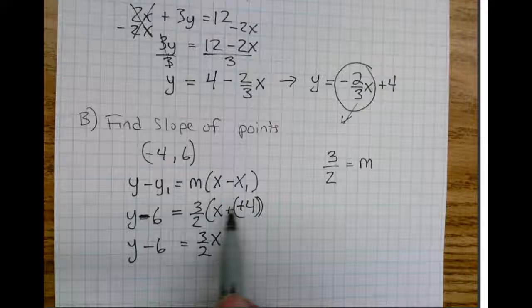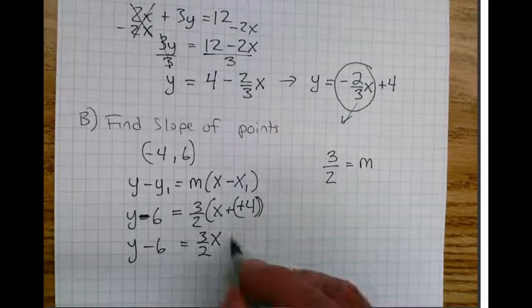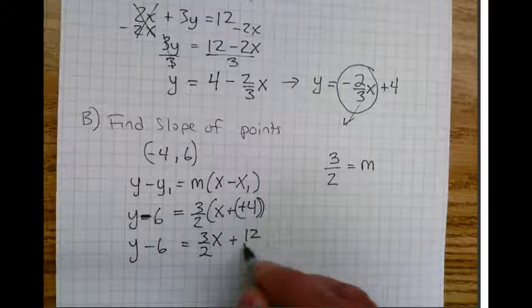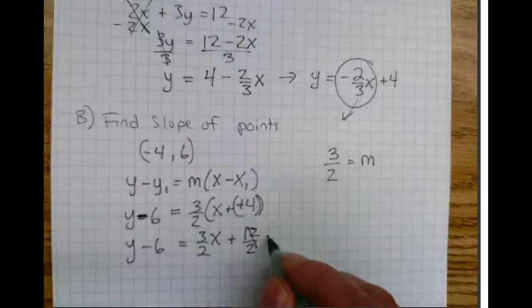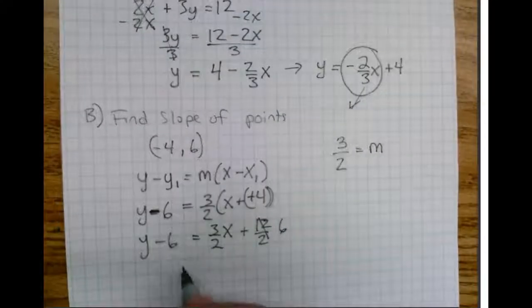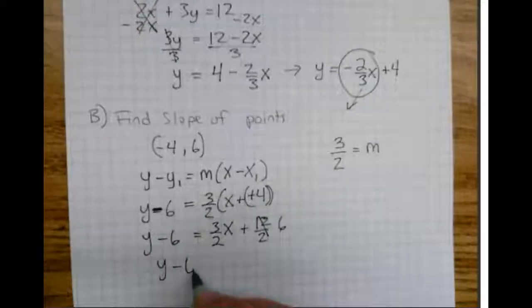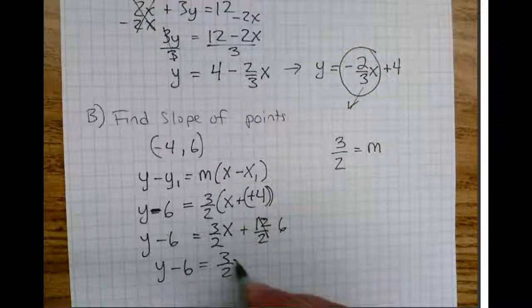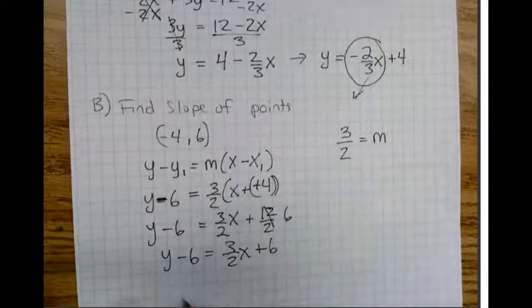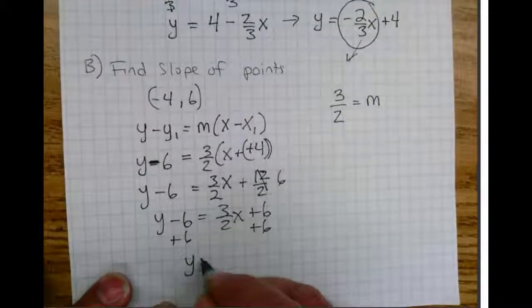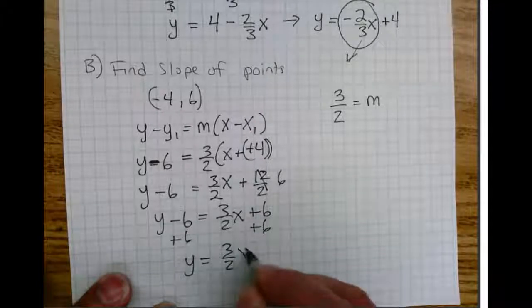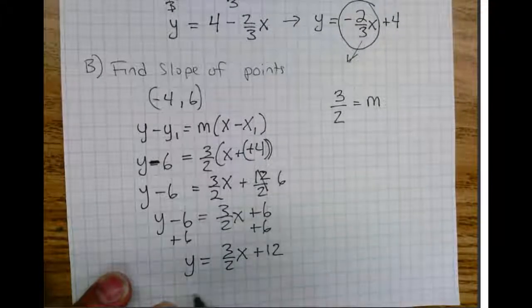So I'm going to take 3 times 4 is 12, 12/2. So it's going to be a positive 12/2, and then that's going to be 6, right? That'll be 6. So then I have my form. Then I have y minus 6 equals 3 halves x plus 6. And then I just need to move my 6 over, add 6 to both sides, and I get y equals 3 halves x plus 12.